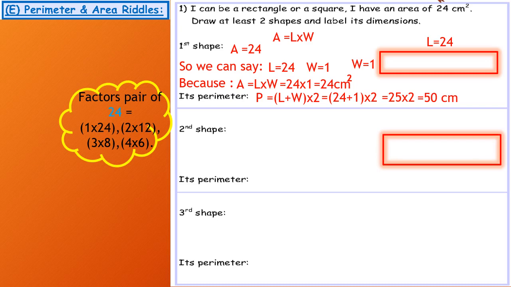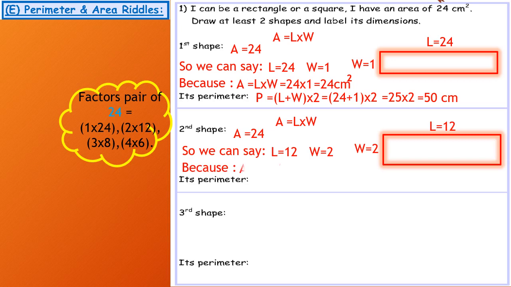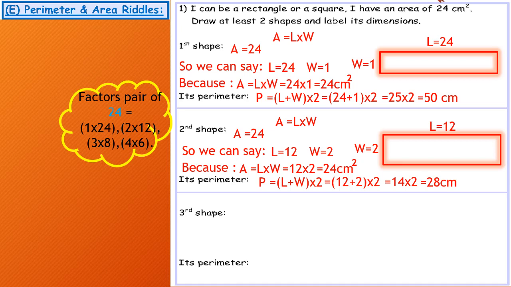We can do another rectangle with area 24. So we can say that the length will be 12 and the width will be 2. Because the area equals length by width, 12 by 2 equals 24 centimeters square. So its perimeter, length plus width by 2, 12 plus 2 is 14, by 2 equals 28.